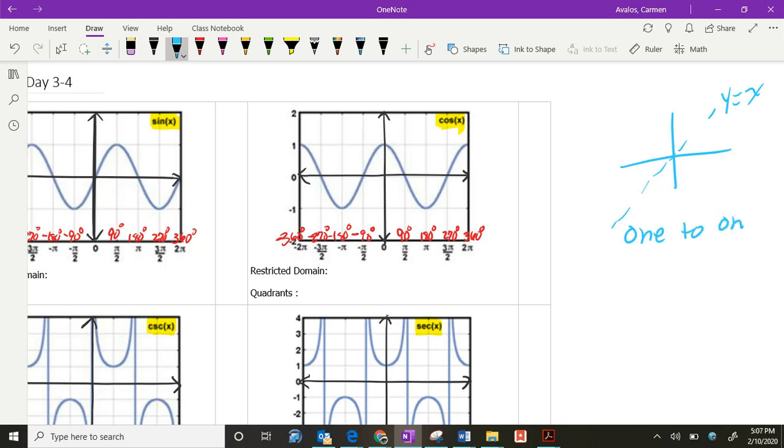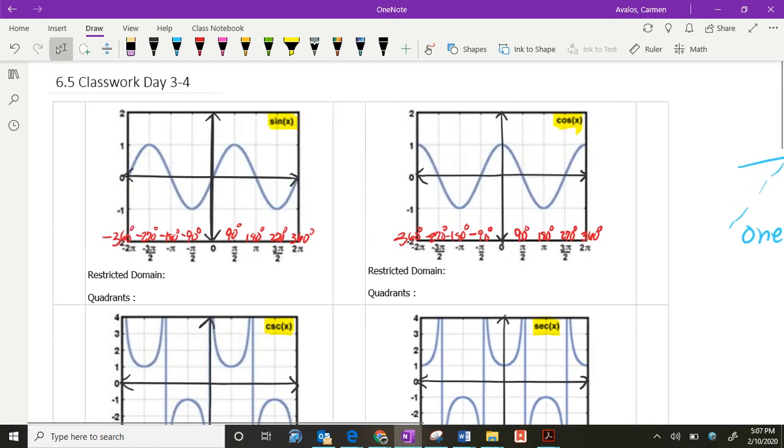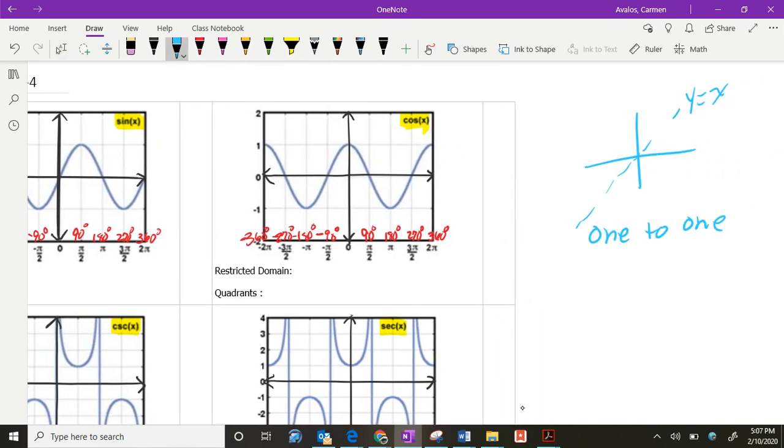So 1 to 1 means that they have inverses. That means they're reflected across y equals x, and therefore an inverse exists. So here, these are not 1 to 1. In order to be 1 to 1, it has to pass the vertical line test, and it also has to pass the horizontal line test.